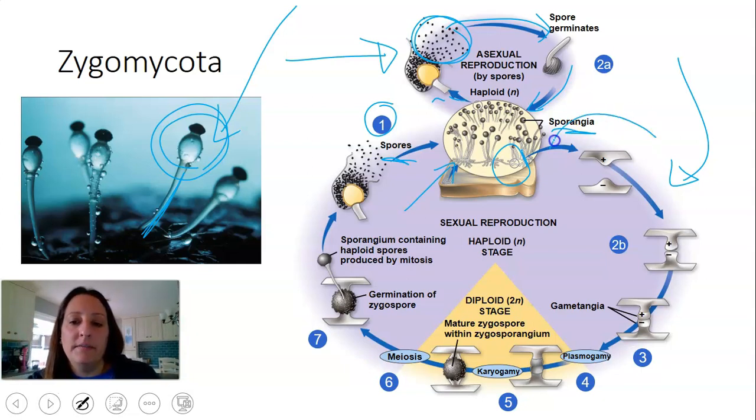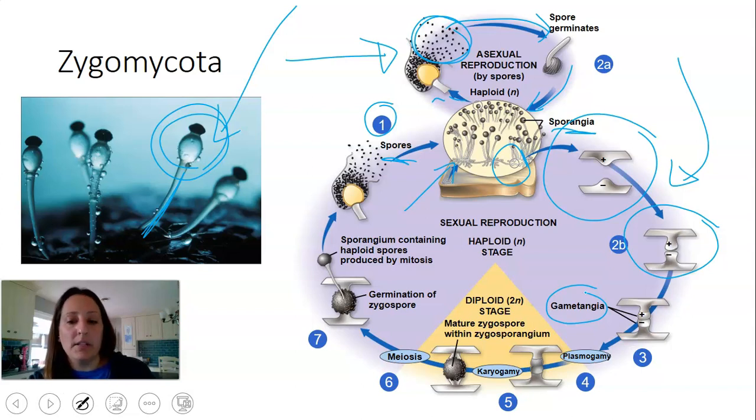If they grow close to each other, then they fuse. We call them gametangia. There's no sperm and egg cell. They're not even really gametes. They're just two opposing but compatible mating types, a plus and a minus.